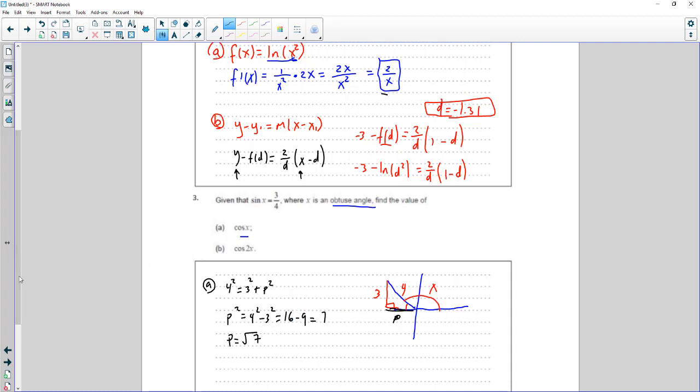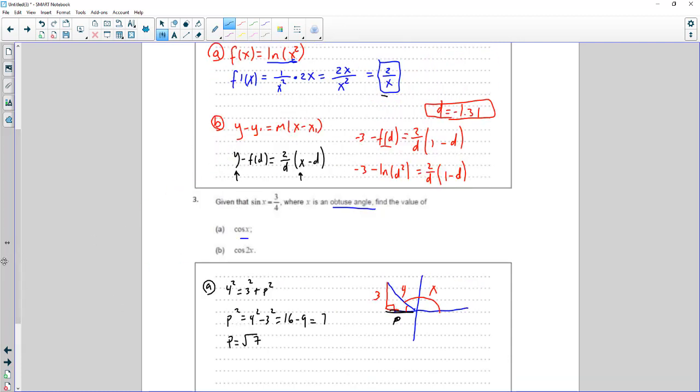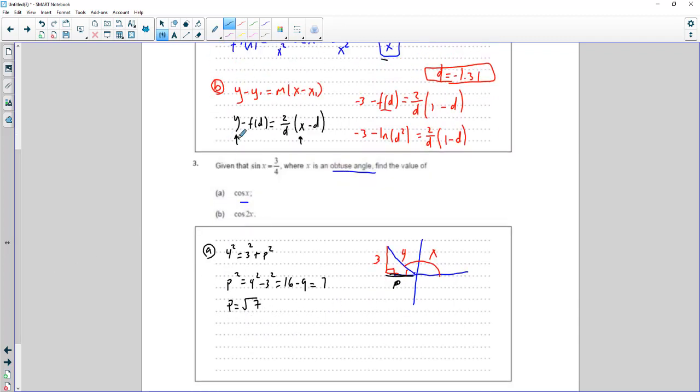And we know now that the cosine of x is p/4, so it's going to be root 7. And actually, be careful here. When I say this is root 7, it's actually negative because this is the origin. So p is actually negative root 7 because we're going to the left of the origin, in the negative x direction. So this is actually negative root 7/4. And that would be your answer for that one. Okay, and that's all there is for that.